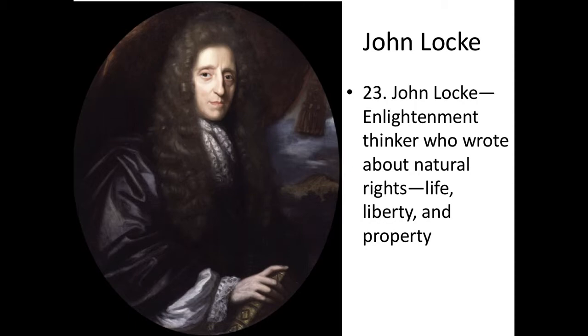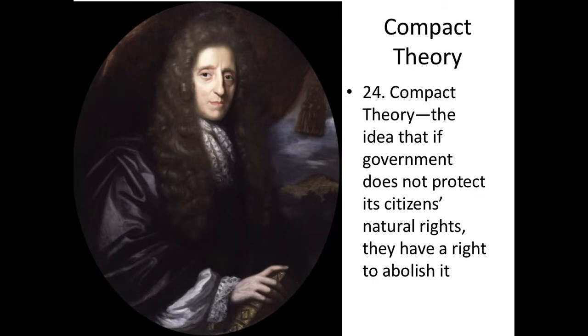nation. And so, what John Locke is going to say is that a government should protect people's life, liberty, and property. And he said that the only reason a government exists is because it should protect its citizens' lives, liberties, and their properties. And he came up with the idea of a compact theory to call this.